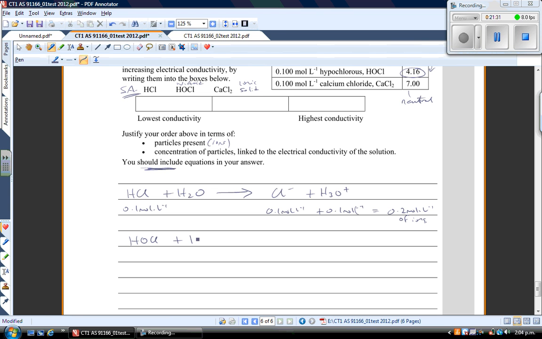Hypochlorous acid will dissociate partially with water to form the OCl- hypochlorite ion plus H3O+. We cannot just say that if we start off with 0.1 mole per liter of hypochlorous acid that we're going to get exactly that amount of these two species, because it's only partially dissociating. So we can't make that assumption. The only thing we can be definite of is that it's going to be less than 0.2 moles per liter because of this reverse process taking away from that production.